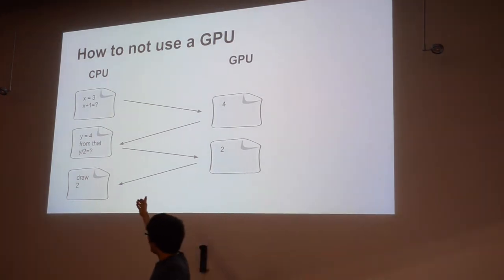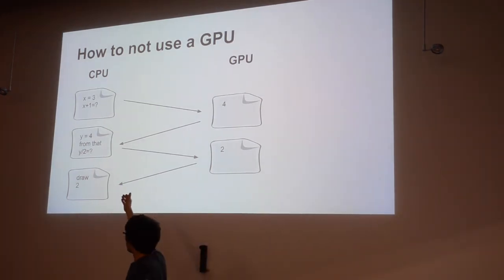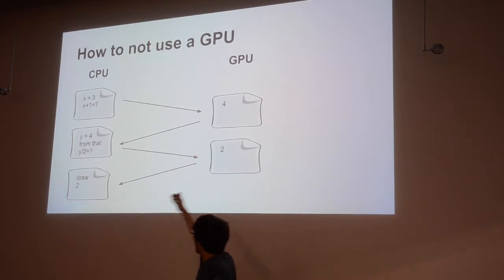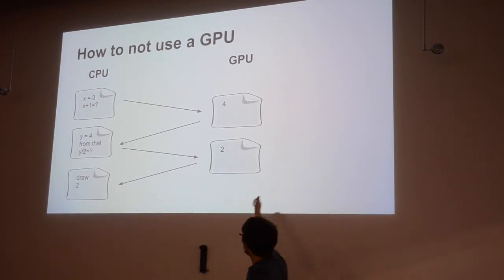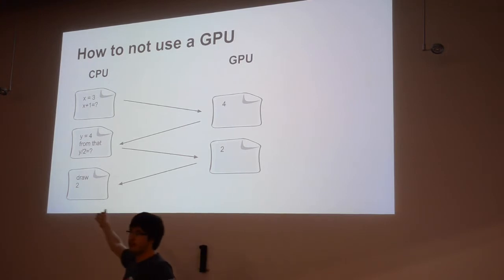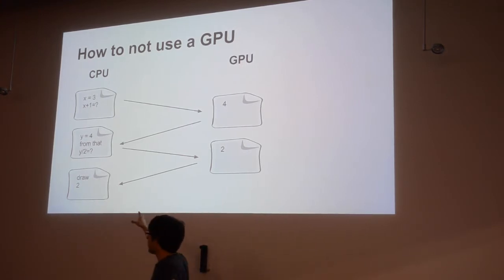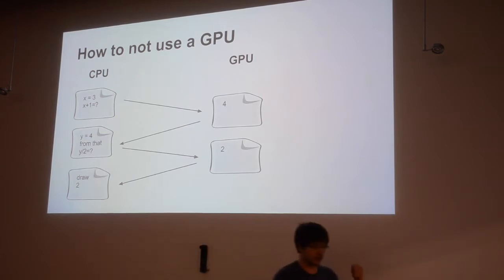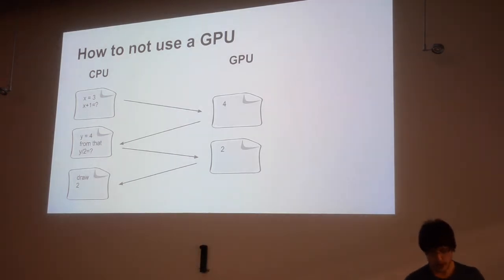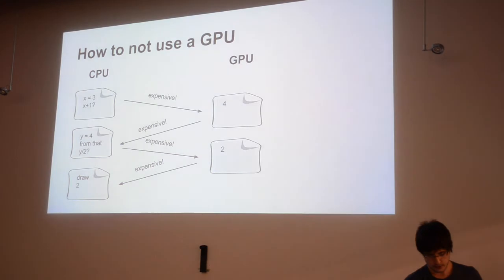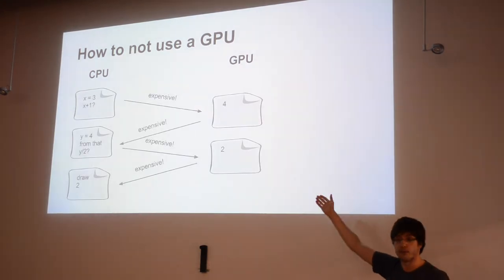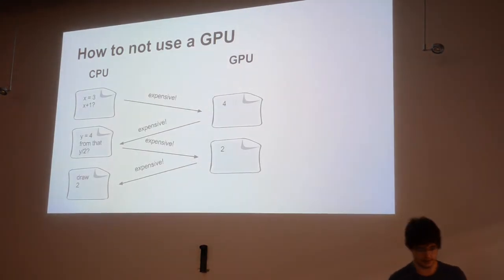The CPU says, okay, let's store that into y. And then the CPU asks the GPU, okay, what's y divided by 2? That's 2. It comes back to the CPU finally, and now the CPU says, okay, with that information that we have, we draw 2. So the problem with this is that we're going back and forth unnecessarily. And remember, each of these operations going back and forth is very expensive. That's where the bottleneck is.